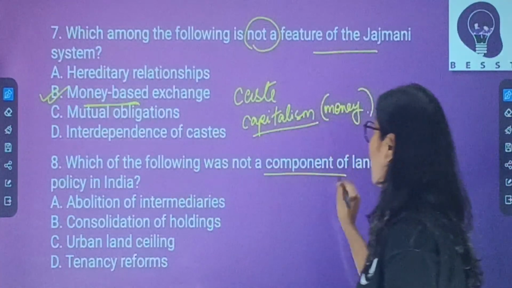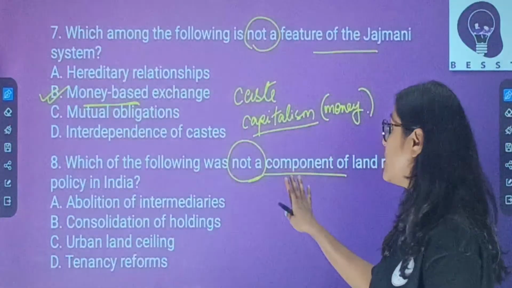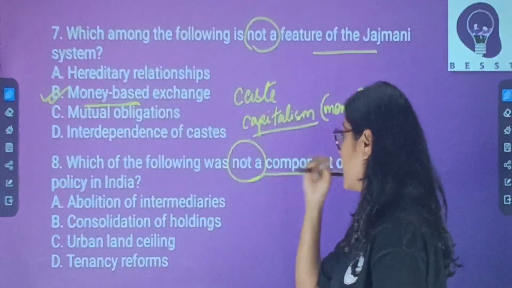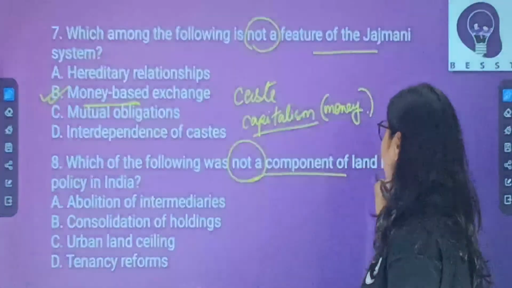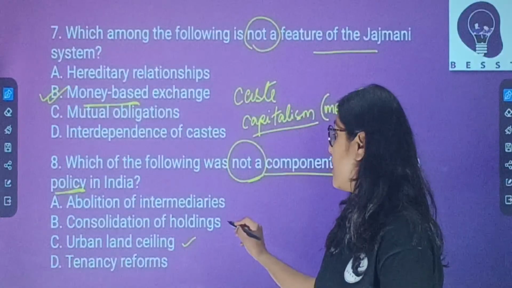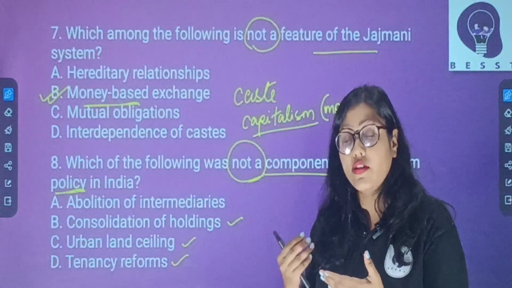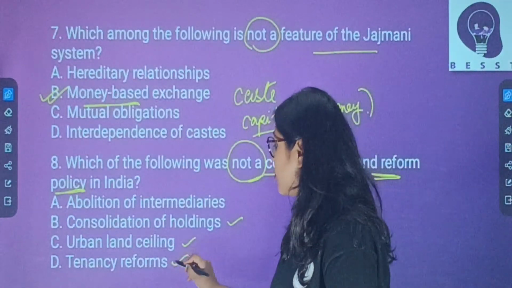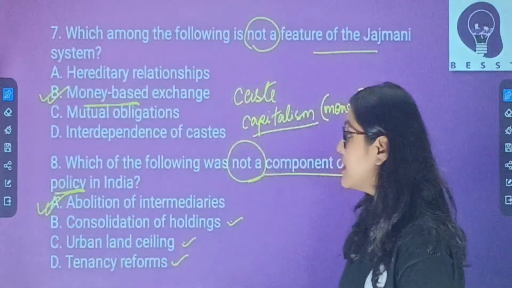Now, which of the following was not a component of land reform policy in India? Again, be very diligent about studying the question. Abolition of intermediaries, consolidation of holdings, urban land ceiling and tenancy reforms. So, land reform policy, that means the land ceiling act was there, right? Holdings were consolidated, right? Tenancy reforms were also there, because the money that the tenants had to give to the landlords was limited after the land reforms, right? So this was also there, this was also there, and this was also there. So which was not there? Abolition of intermediaries. So this will be the correct answer.